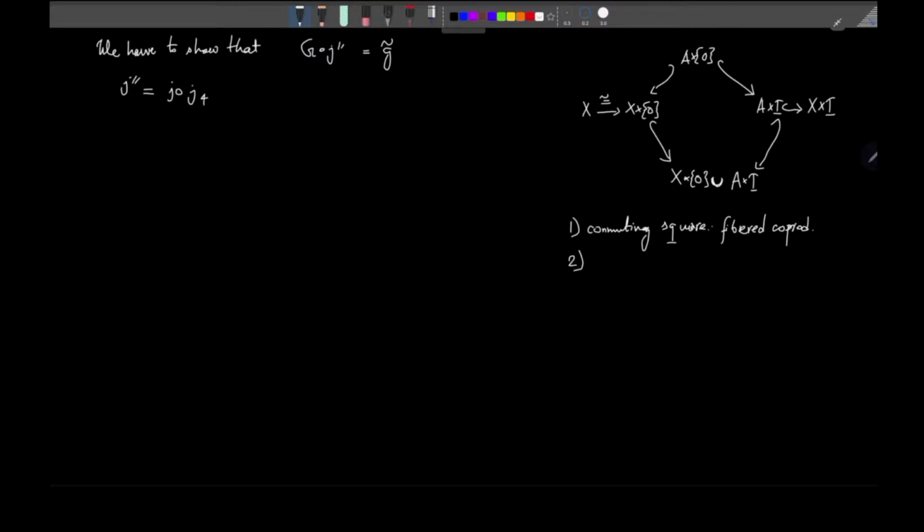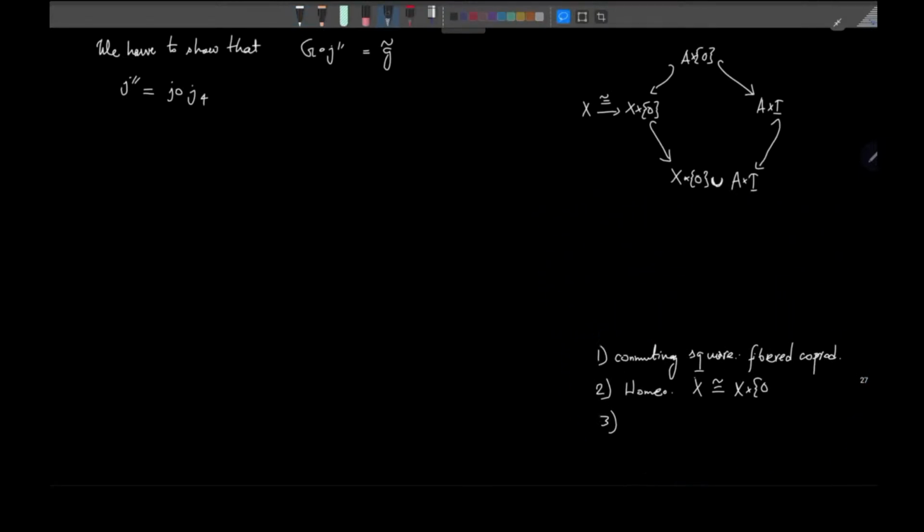We also have the homeomorphism X along with x cross 0, and we also have a third thing, which is a cross I can be included into x cross I. Okay, sorry, I made a mistake here. We are not really after that inclusion of a cross I into x cross I. We are after this inclusion, that this thing right here can be included into x cross I.